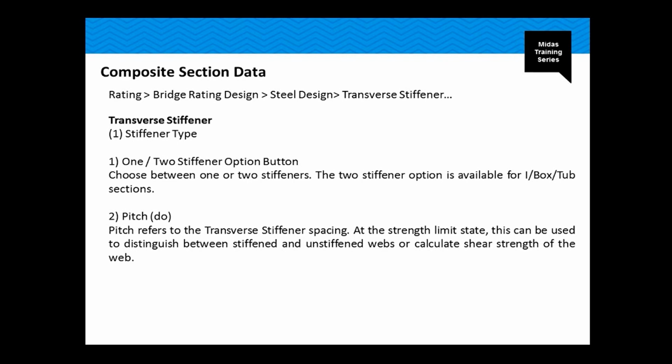The 2 stiffener option is available for the I box top sections, and the pitch refers to the spacing basically. So at the strength limit state, this can be used to distinguish between the stiffener on unstiffened web, or calculate the shear strength of the web in this case. So these are the different parameters that you can use in the program to define the bridge load rating.